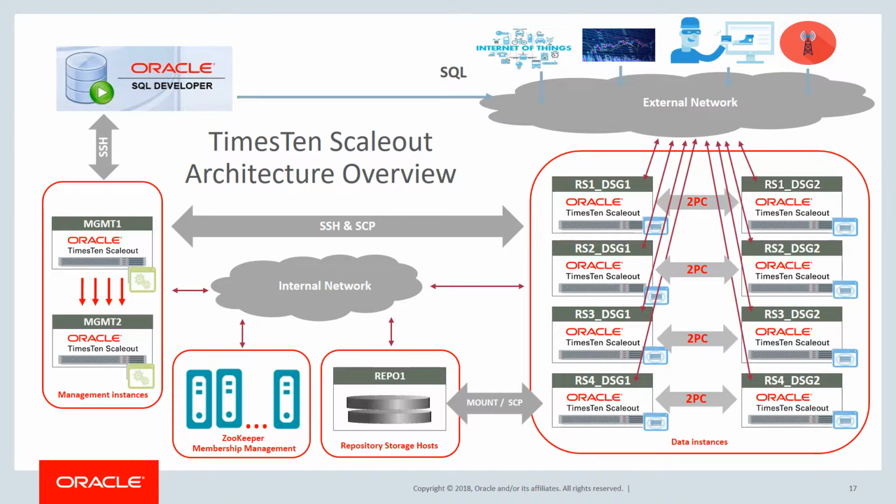Here is the management point. We call it a management instance, and that's a very small, specialized TimesTen instance deployed on a separate machine, typically. That's best practice. And that's where you perform your management operations. In a production environment, we generally recommend that you configure that as an HA pair. Again, it's automated. You just tell us you want an HA pair, and that's what you get.